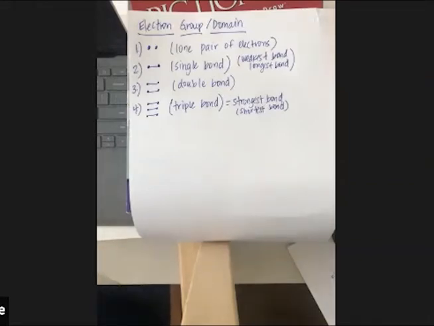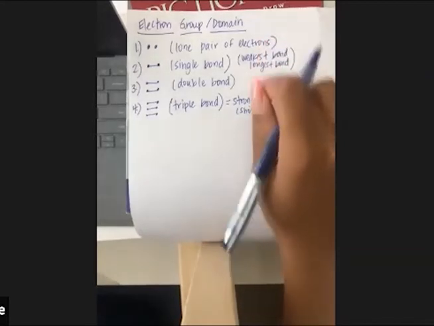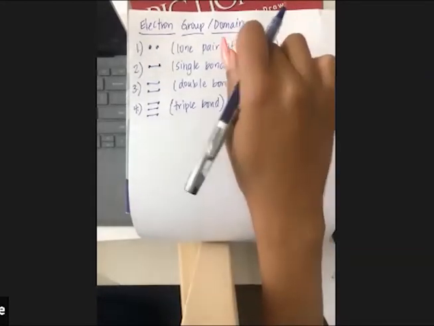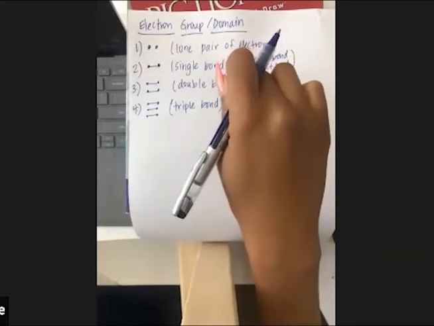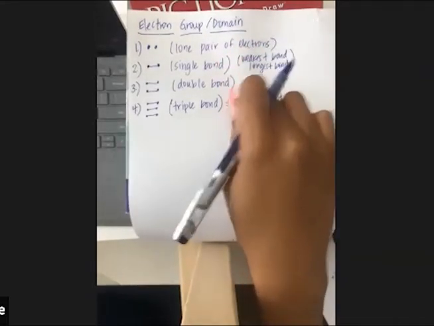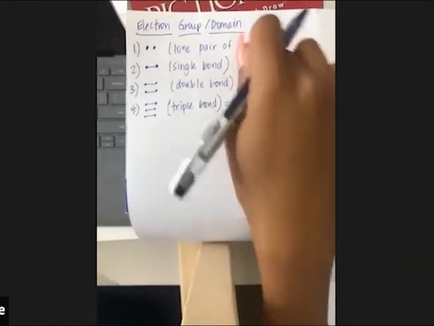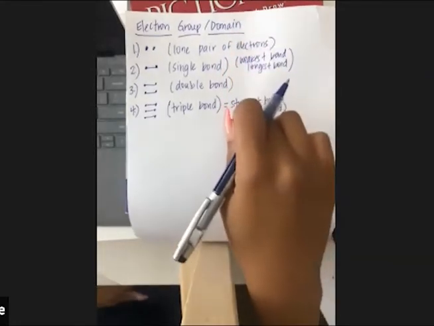Double bond is neither short nor long. It's just in the middle between these two. So this is the weakest, and this is a little bit stronger, and then this is the strongest. Or if this is the longest, this one's a little bit shorter, and then this is the shortest.